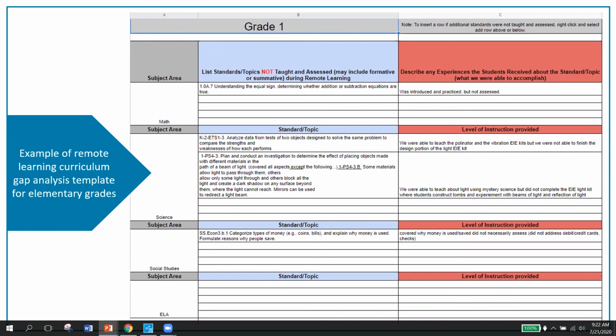It is critical to remember that once teachers complete the curriculum gap analysis, they must strategically determine if the unfinished learning is essential knowledge for students to be successful at the next grade level.